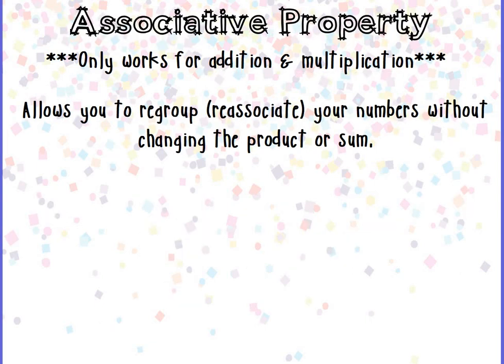Alright, the associative property. Again, it only works with multiplication and addition. And it allows you to regroup or reassociate. Okay, so think about the people that you associate with. It's your group of friends. So the associative property allows you to regroup your numbers without changing the product or sum. So, again, I'm going to do an addition example and a multiplication example. And now it has to be all addition or all multiplication. It can't be a mixture.